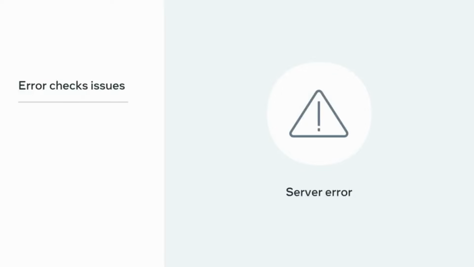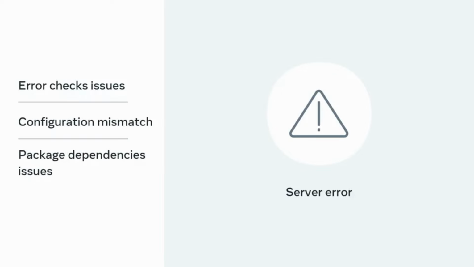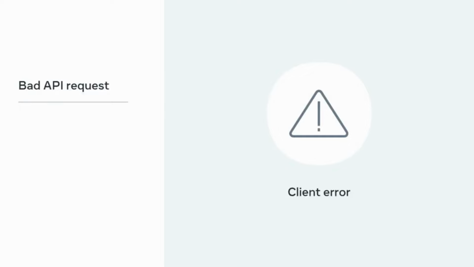Server errors are usually raised when the server-side code lacks proper error checks in the code, configuration mismatch, incorrect package dependencies, and so on. The client-side errors usually occur when the client makes a bad API request with insufficient information in the request body, or when the client requests a resource that is not present on the server.